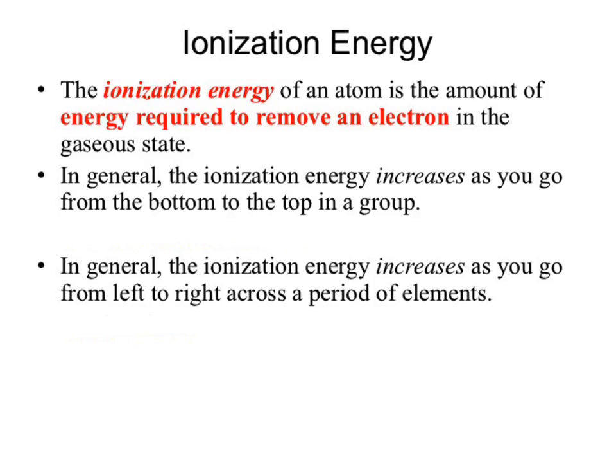So let's take a look at lithium versus hydrogen. What is the electron configuration for hydrogen? 1s1. What is the electron configuration for lithium? 1s2 and 2s1. Okay, so those are our electron configurations. We can actually use this information to predict what's going on with the ionization energy. Which electron am I going to remove from hydrogen if I'm looking at ionization energy?